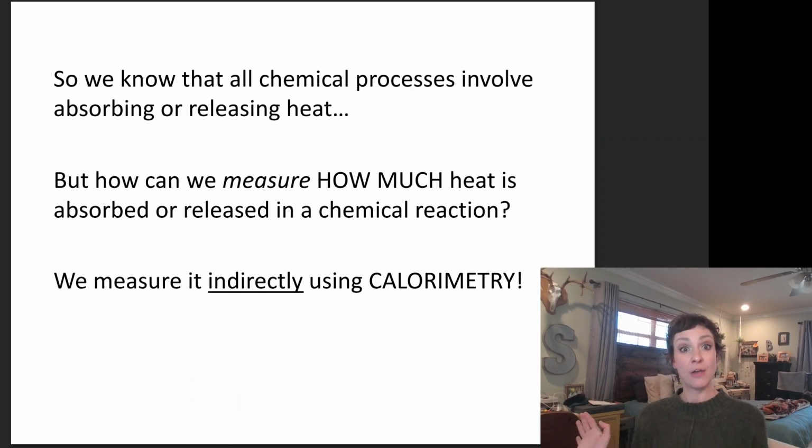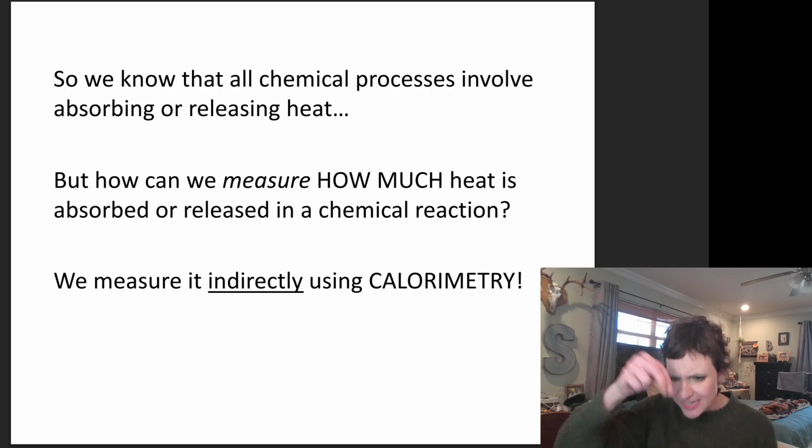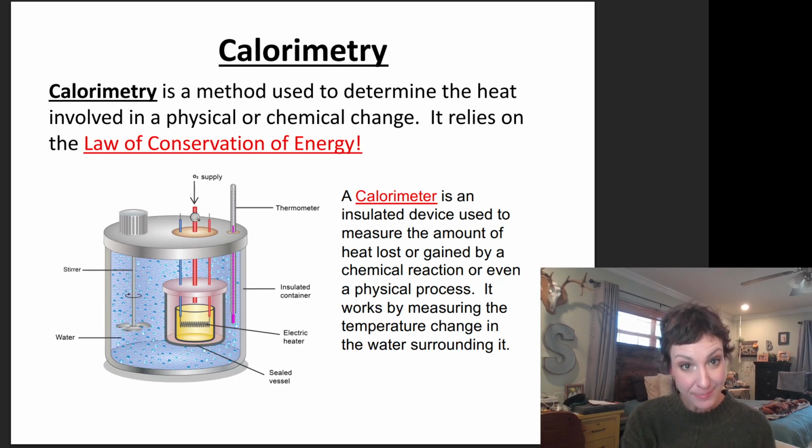Okay, so we know that all chemical processes involve absorbing or releasing heat, meaning they are either endothermic or exothermic. But how can we measure how much heat is absorbed or released in a chemical reaction? If I am doing the formation of water from hydrogen and oxygen, I cannot stick my thermometer into the reaction system, into the atoms themselves, and measure the temperature change. I do not have the ability to do that. So we have to measure it indirectly, and we measure it indirectly using a process called calorimetry.